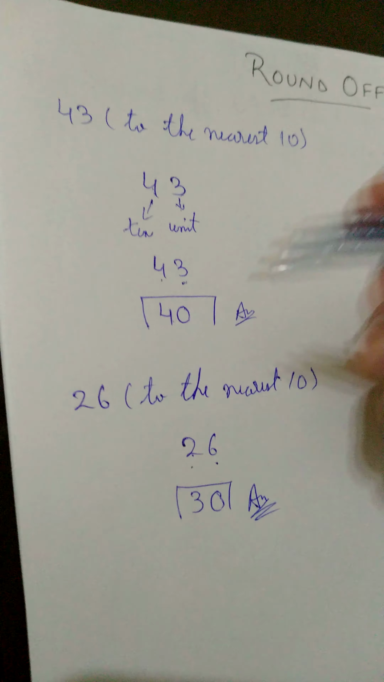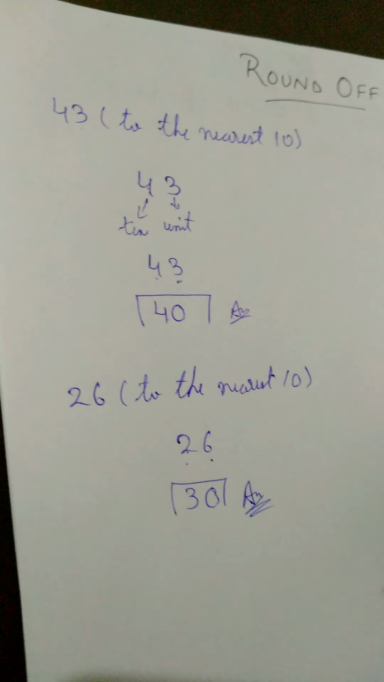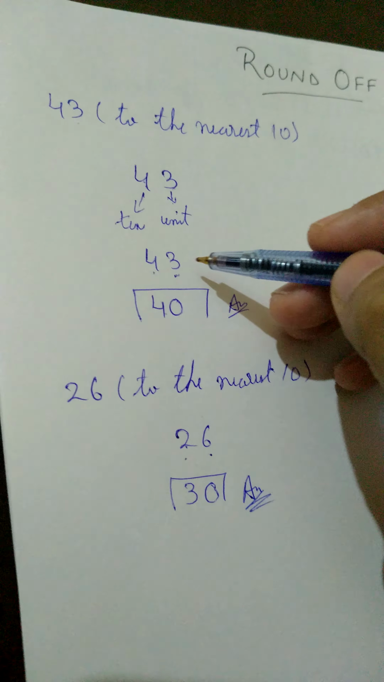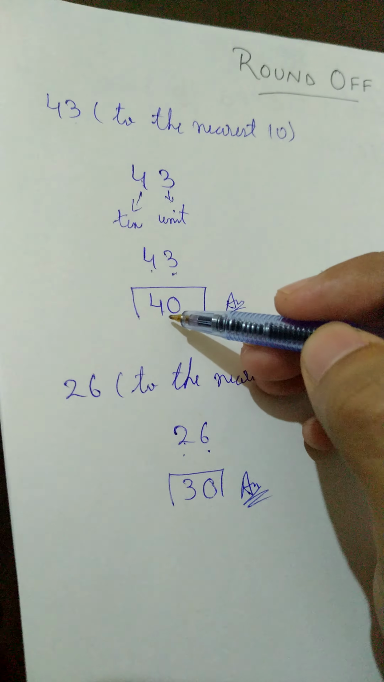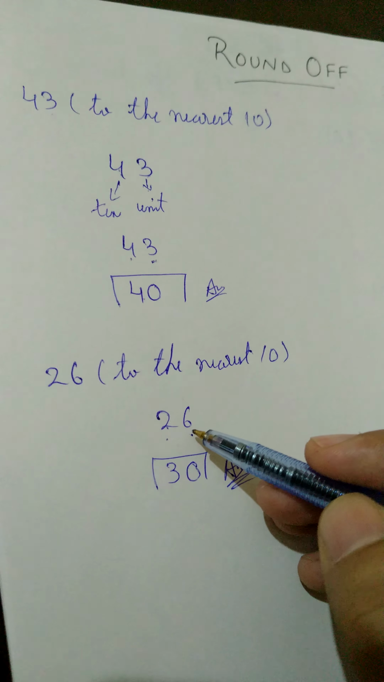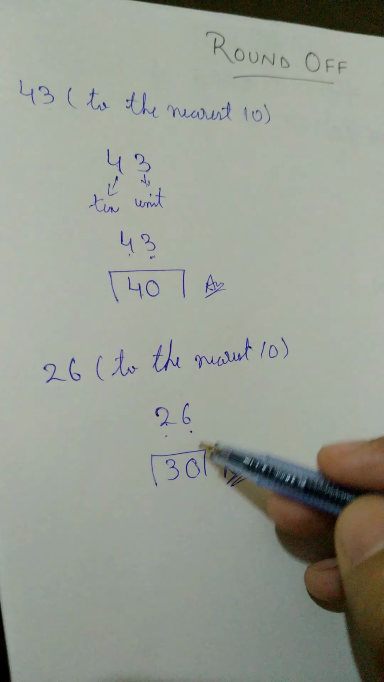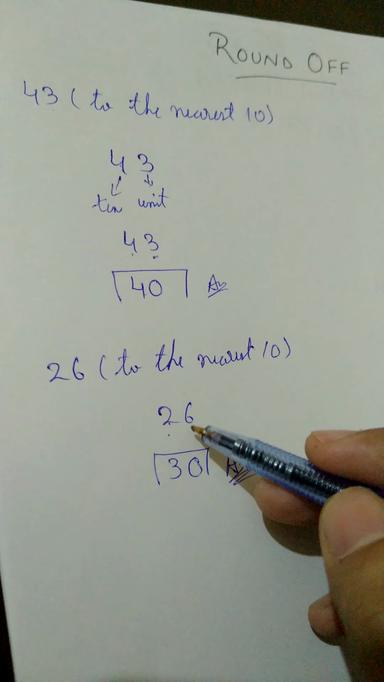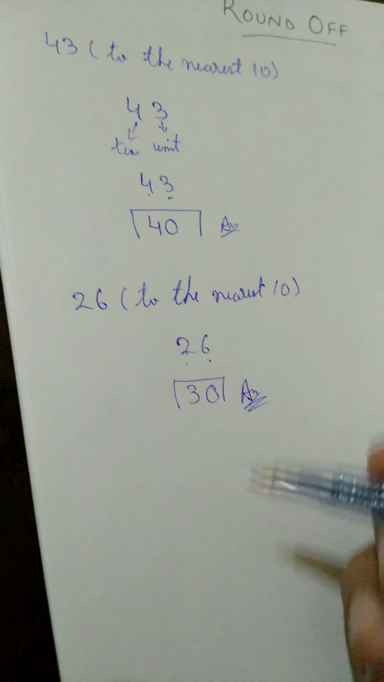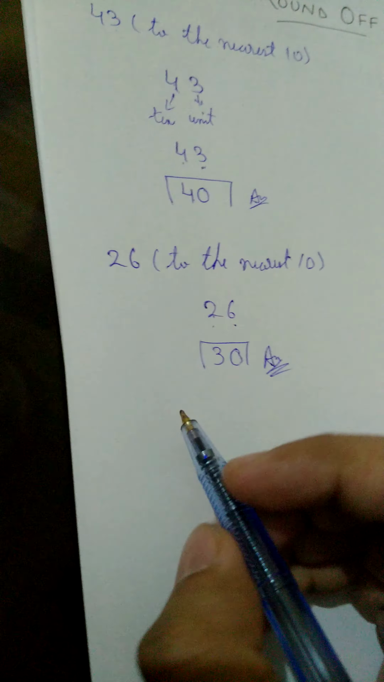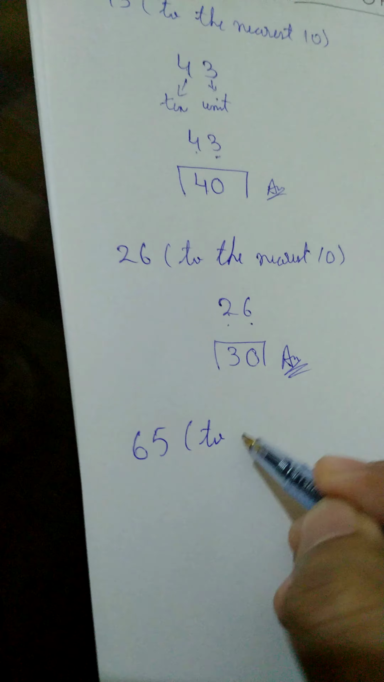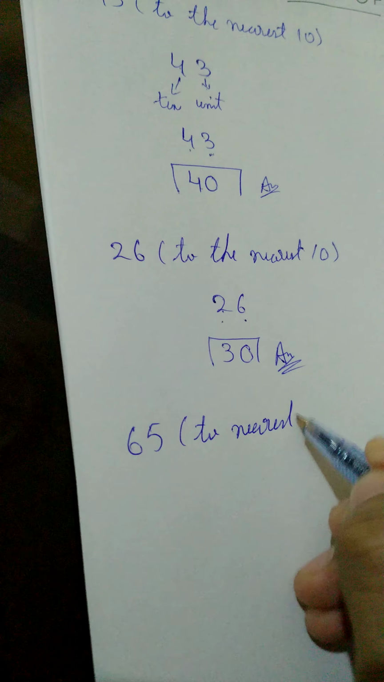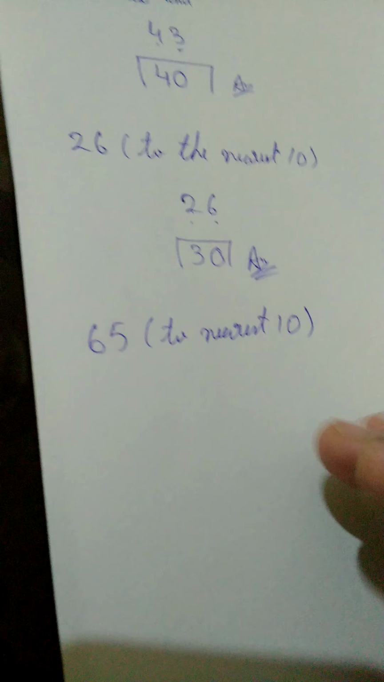Now we are exploring the rules for round off. In the first rule, we saw that if the number was less than 5, we round down, so the number decreases. So 43 is now 40. Here the number was greater than 5, so we round up, the number gets bigger, and it increased from 26 to 30. Let's see another example and understand one more case. For example, the number 65 to the nearest 10.